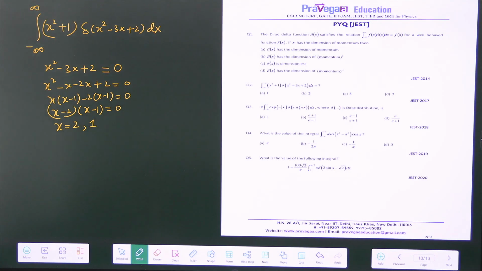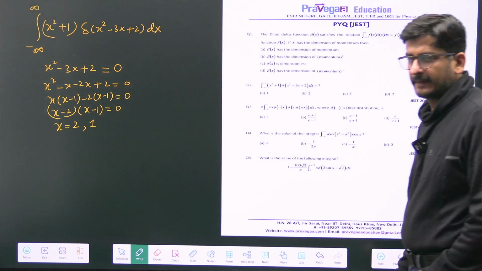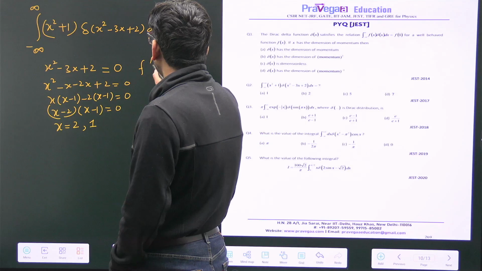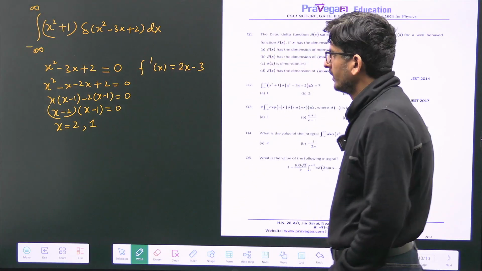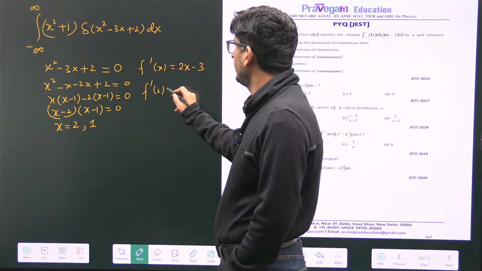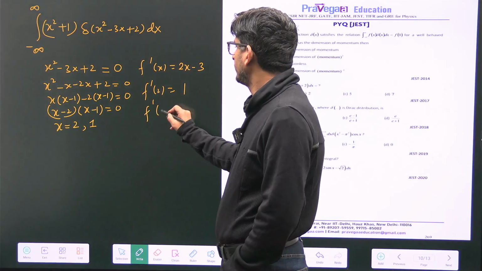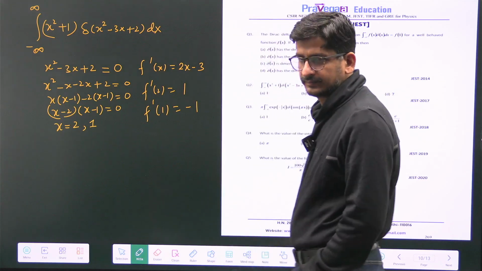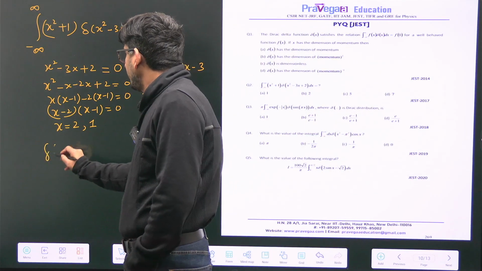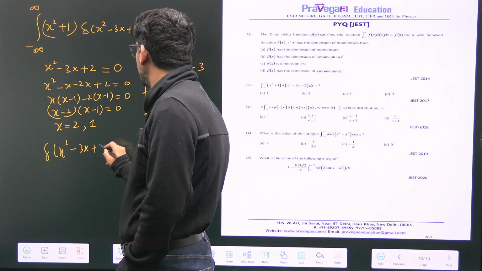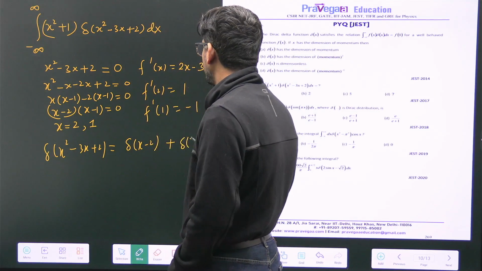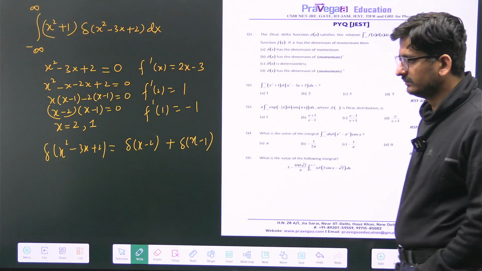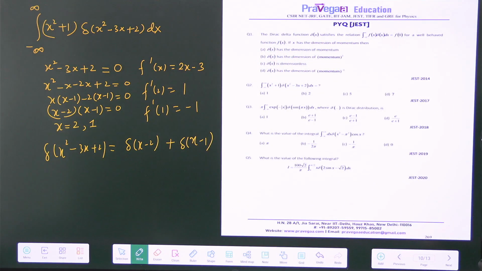टू एंड वन. अब दो पॉइंट्स आ गए तो f डैश क्या होगा? 2x माइनस 3. सो f डैश 2 की जरूरत पड़ेगी विच इज 1 एंड f डैश 1 की जरूरत पड़ेगी विच इज माइनस 1. ओके, so delta function of (x square minus 3x plus 2) is equal to delta function (x minus 2) plus delta function (x minus 1), because denominator में mod of f dash 2 and mod of f dash 1 होगा.